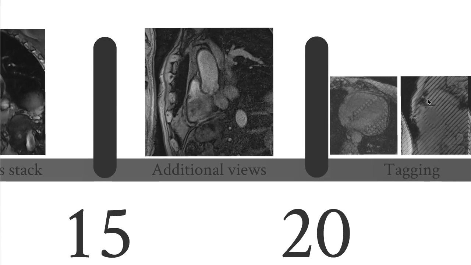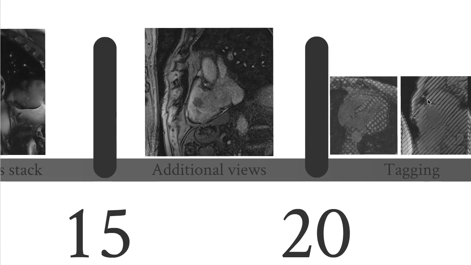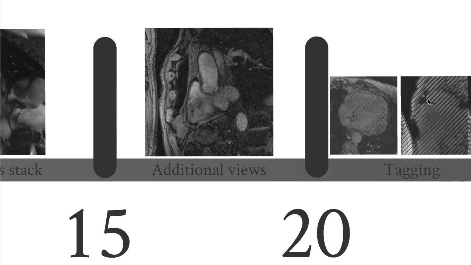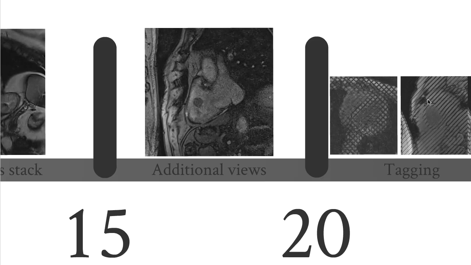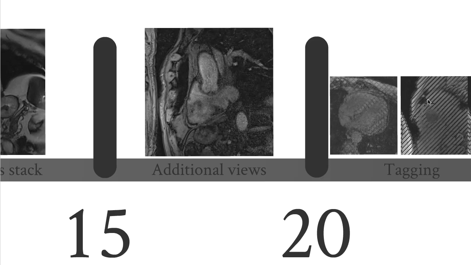We can also do additional views once we know where the mass is. This is a particular view that we do of the right ventricle. This is called the paraseptal view, or the inflow outflow view. And we see the mass here again in the right ventricle.